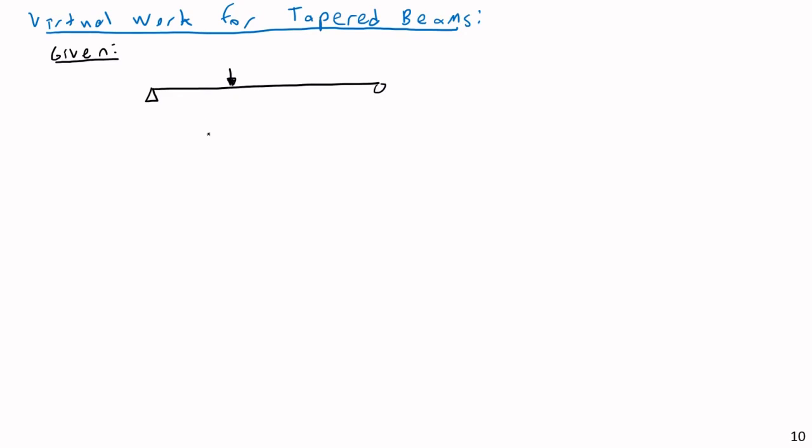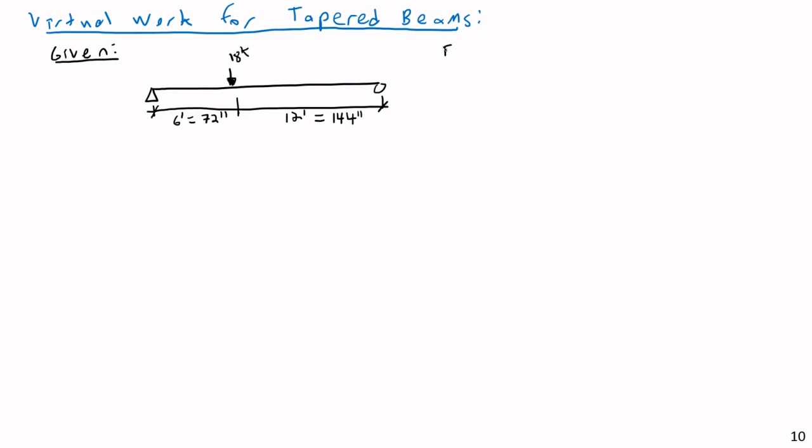And this has dimensions of 6 feet and 12 feet. And I'm going to go ahead and do this one all in inches like I did the second problem. So 6 feet, and that's going to be equal to 72 inches. And 12 feet, and this will be equal to 144 inches, and we have an 18 kip point load here.